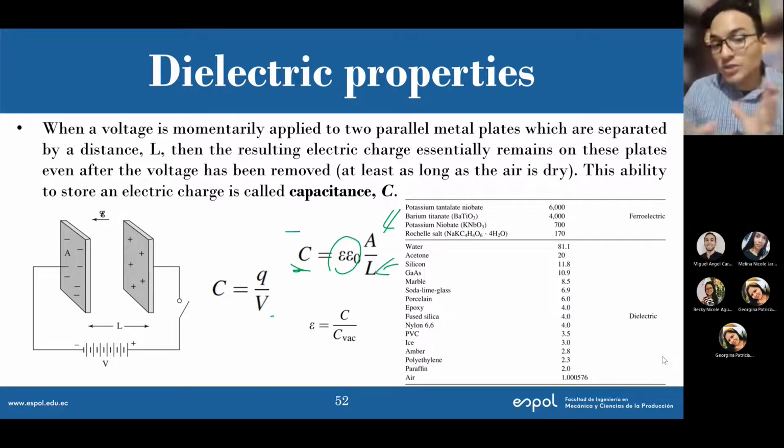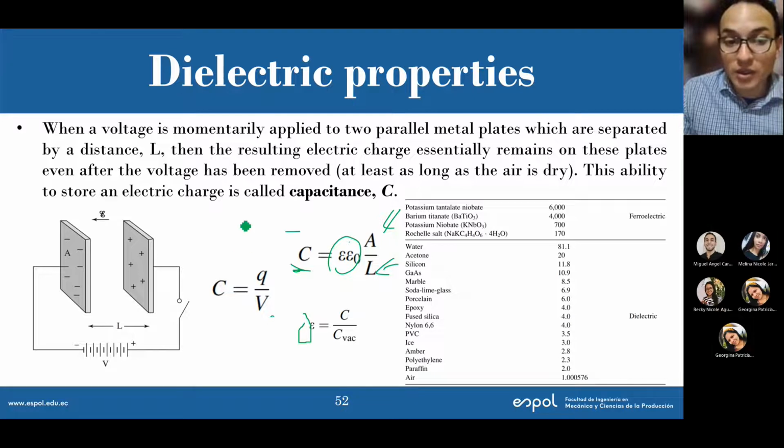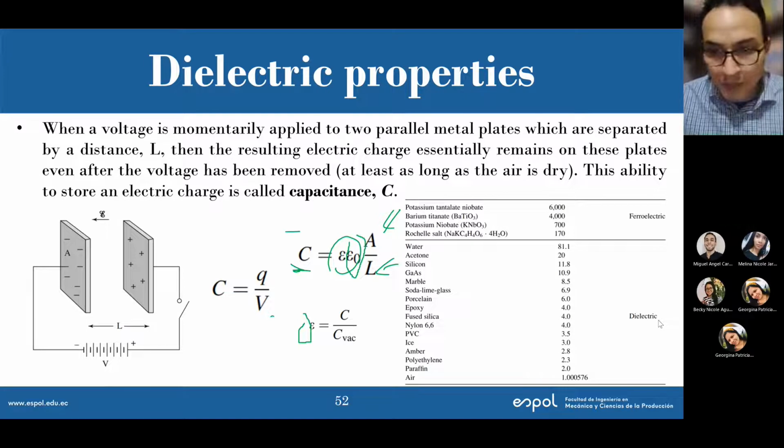So there is this relationship of capacitance between the area of the plates and the separation between the plates, with this term of the dielectric constant and the permittivity of vacuum, or the permittivity of empty space. Okay.